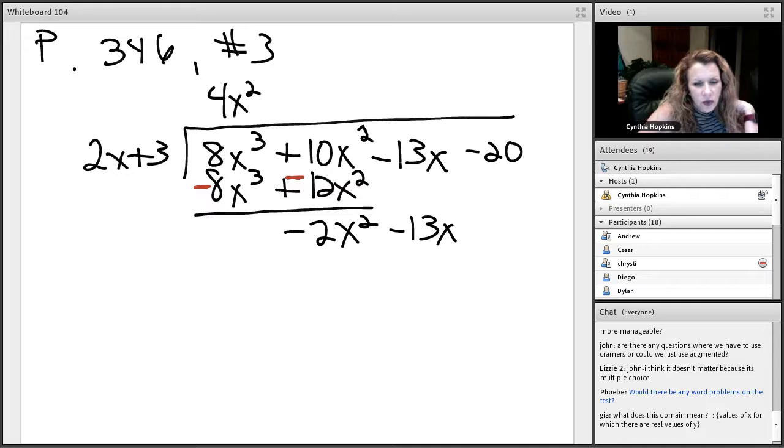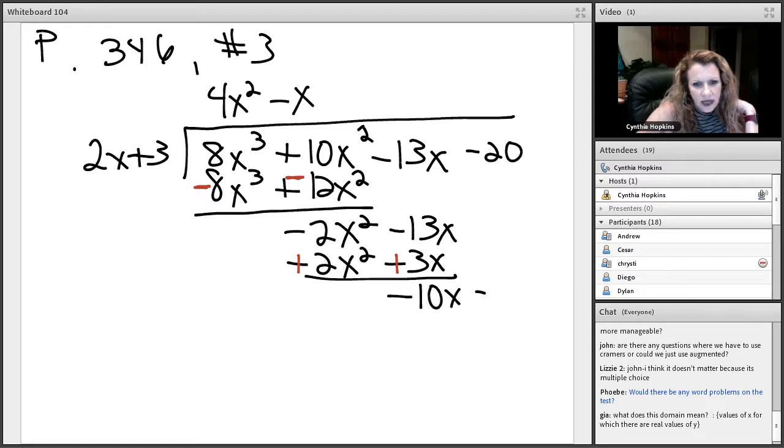Okay, 2x times what gives me negative 2x squared? Well, that's negative x. So then I multiply, I get negative 2x squared minus 3x. I'm going to change colors again. I'm going to change the sign, and now I get to add. So I add, my x squares cancel, my x's, I get negative 10x, and I bring down my minus 20. 2x times what gives me negative 10x? Minus 5. Multiply, I get negative 10x minus 15.